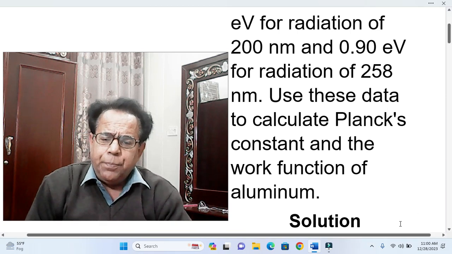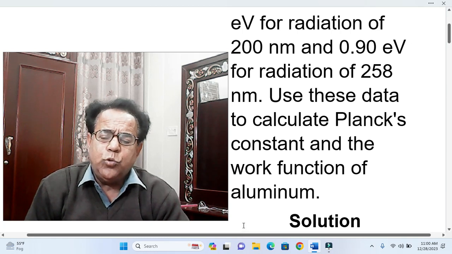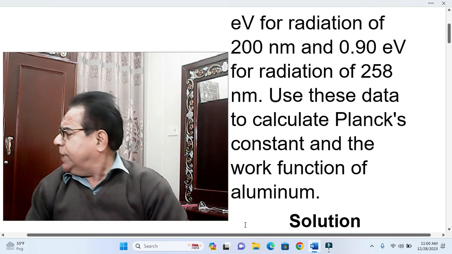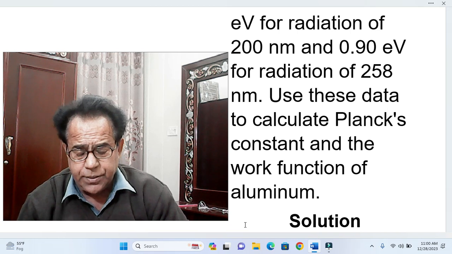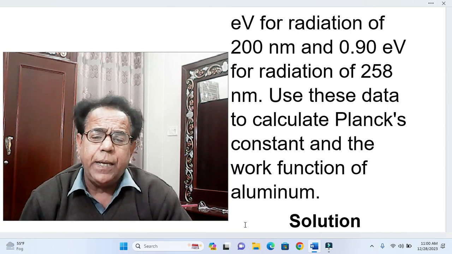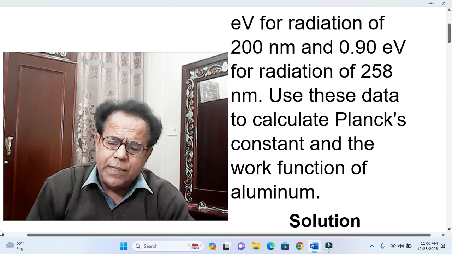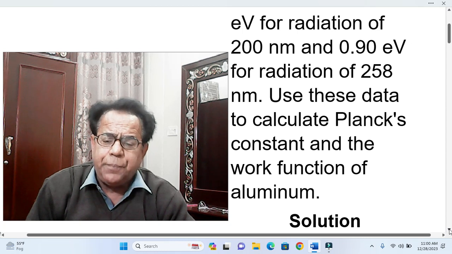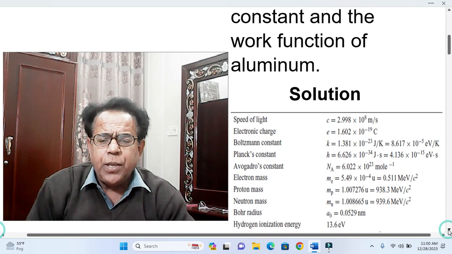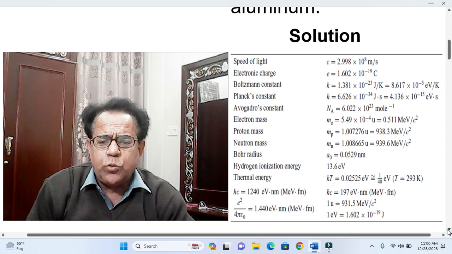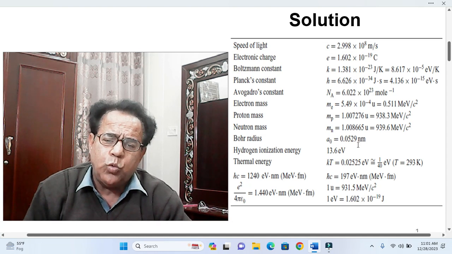Planck's constant h is given in the table of physical constants, usually in two different sets of units. Moreover, many tables in books of solid state physics give work functions of various elements. Now we are going to the solution, but before going into the solution in a formal manner, we will go through a few snapshots.